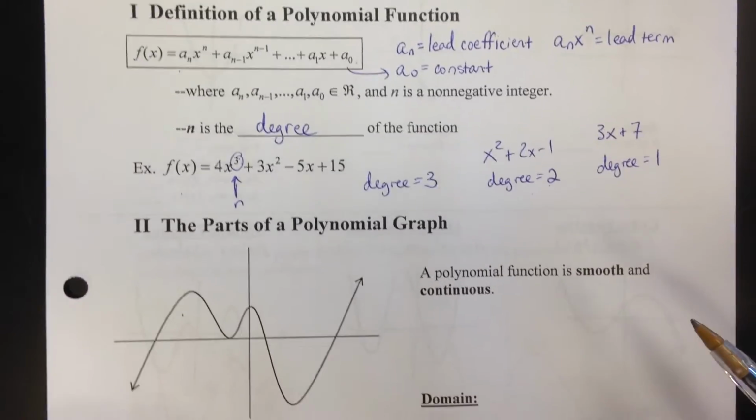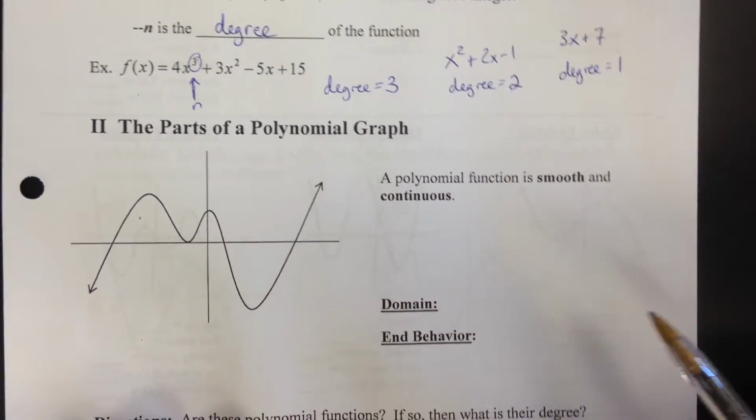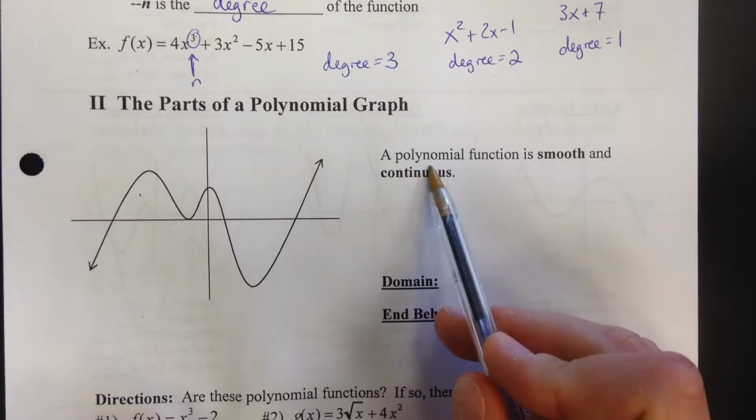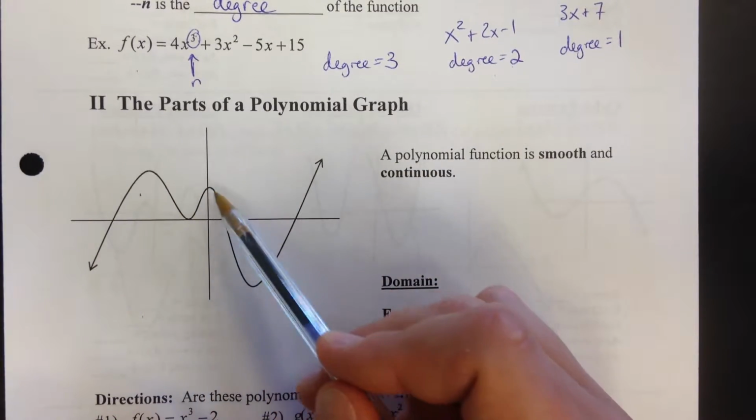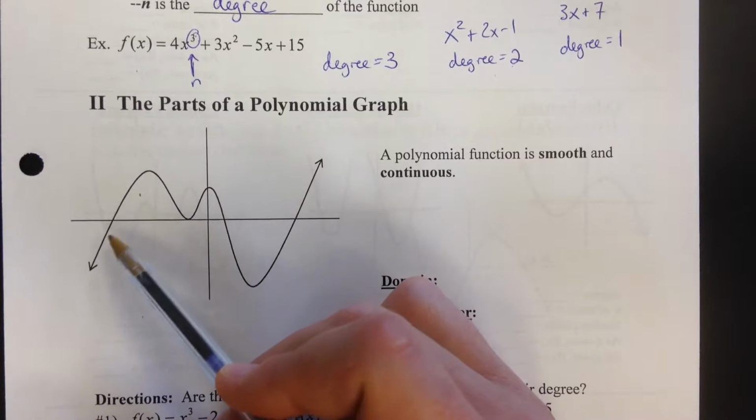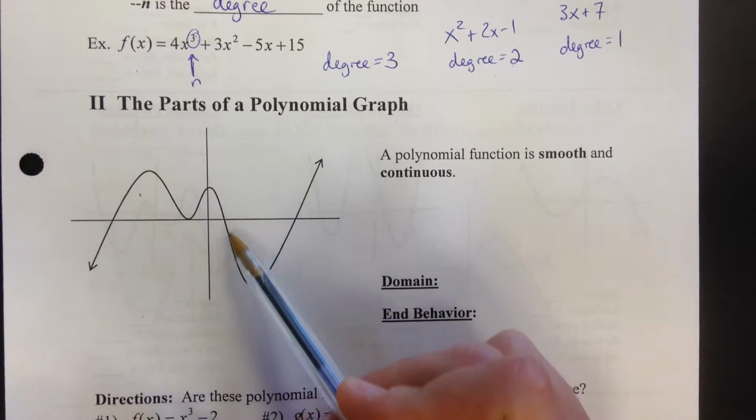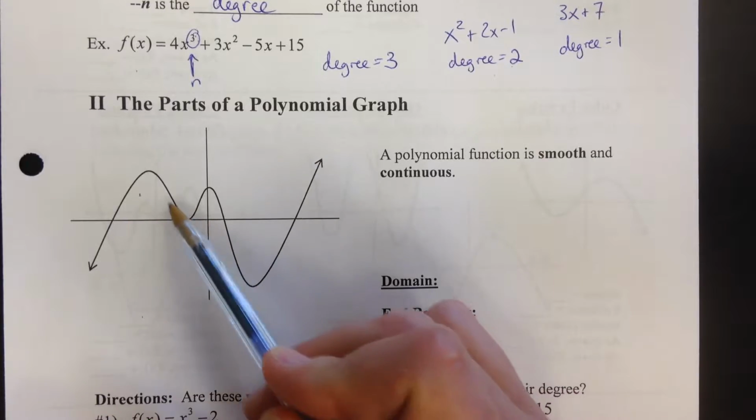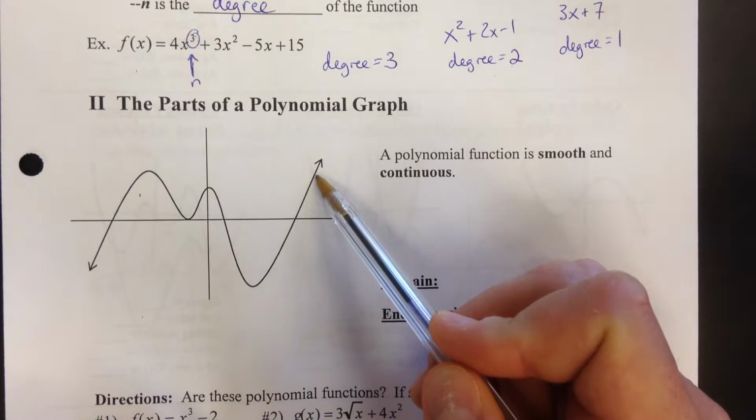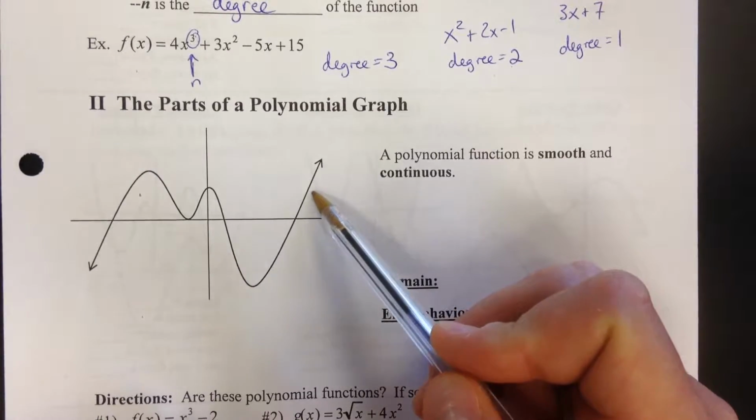Okay, so the parts of a polynomial graph. Now there's a lot of stuff we're going to write down for this. First of all, the description of a polynomial function. The curve here is an example of a polynomial function. So you'll see there's all kinds of turns here, and the end behavior on the left, this is going down. On the right, this is going up. Now that could switch, it could be different.